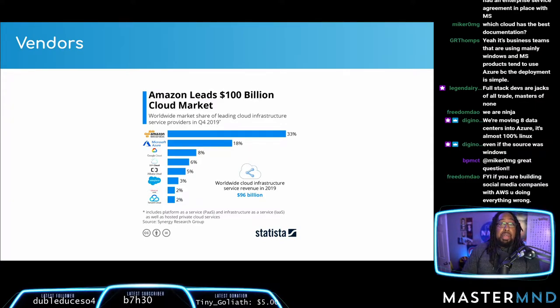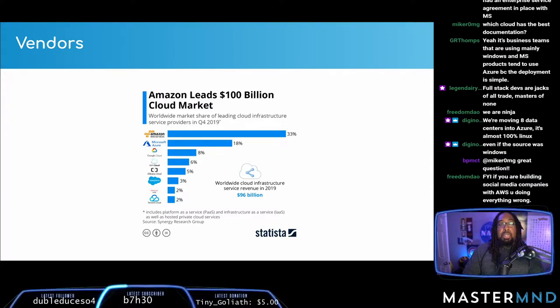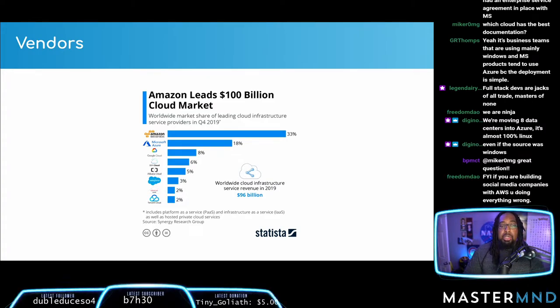This year, I'm going to be diving pretty heavily into Azure to pick up another cloud and get smart. Moving 8 data centers into Azure, it's almost 100% Linux. 100%.